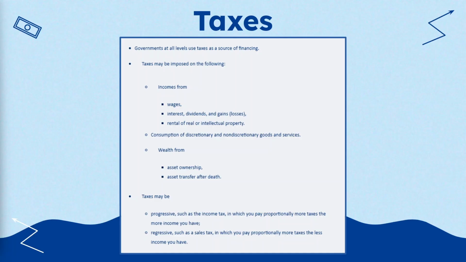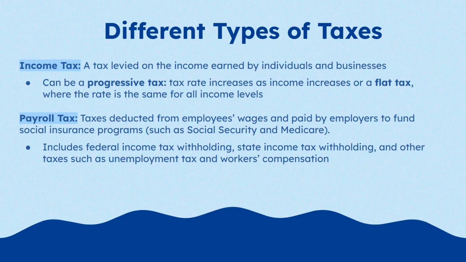So now let's talk about some common types of taxes. We have income tax, which is levied on income earned by individuals and businesses, right? So once again, that could be a progressive tax, where the tax rate increases as income increases, or a flat tax, where the rate is the same for all income levels.